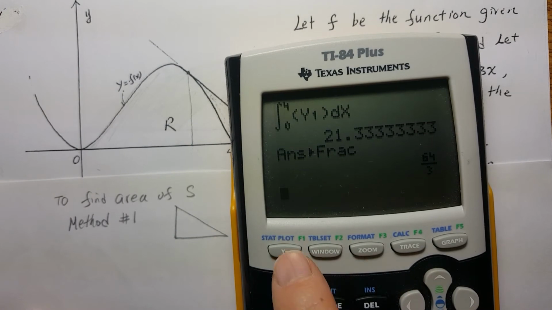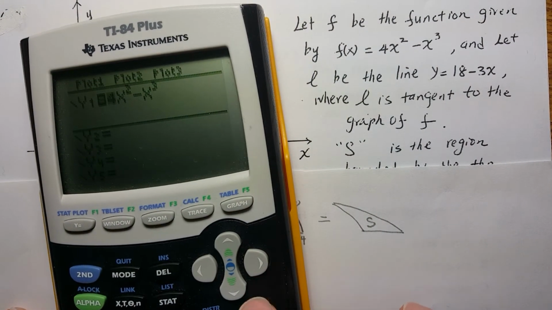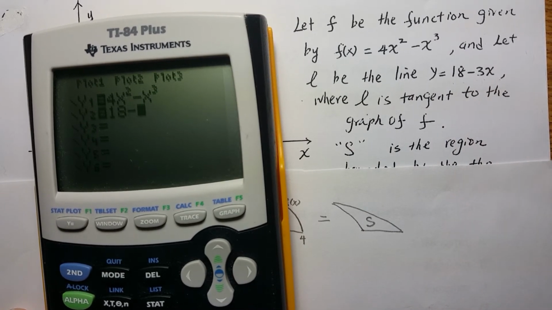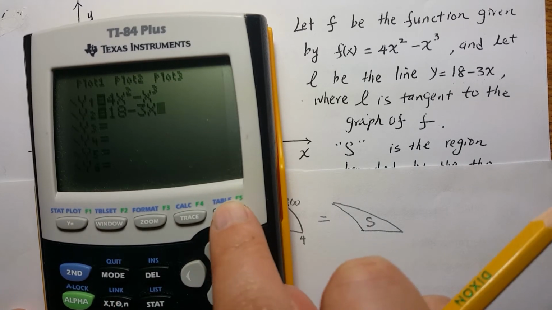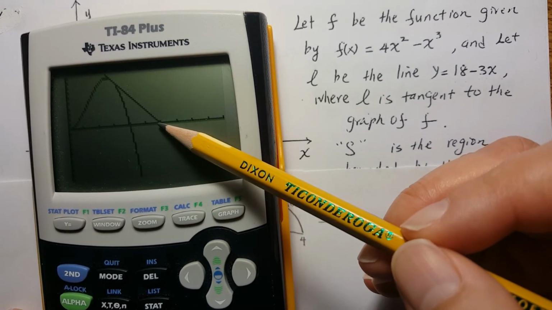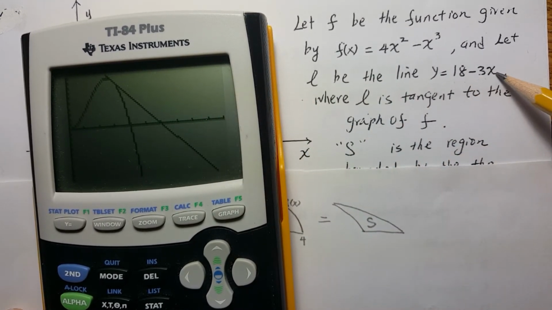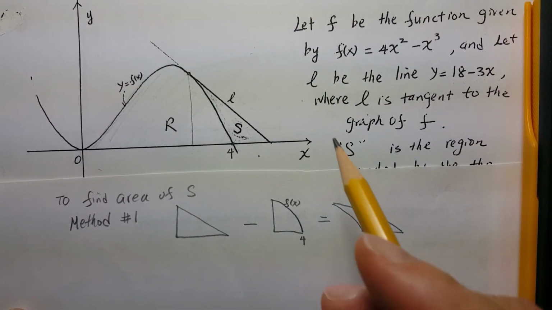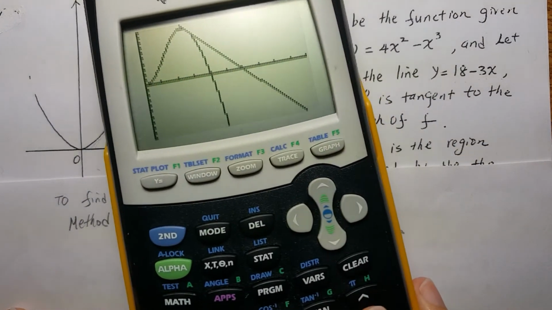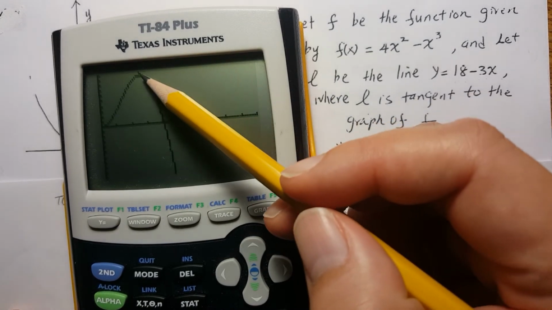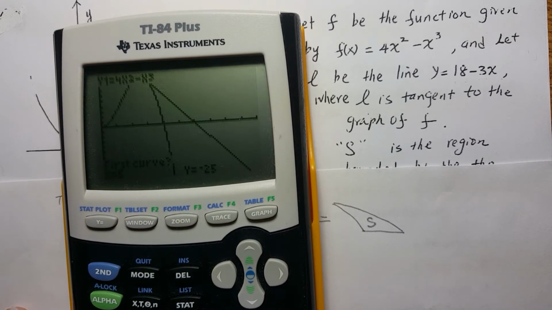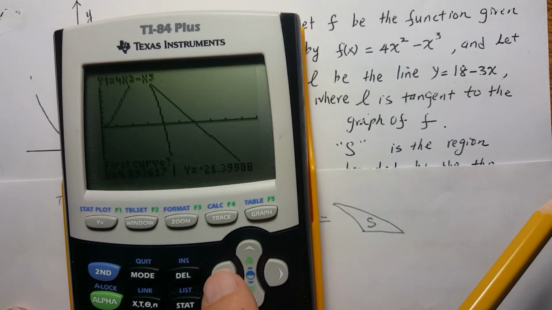So now I'm going back to my y equal, I had my 18 minus 3x, and then I graph. Okay, so first I can see it equals the 6 over here. 18 minus 3 times 6, 0. So now I found this point is 6. Okay, and then I need to find the point of tangency. So let's go to second trace, go to intersection.